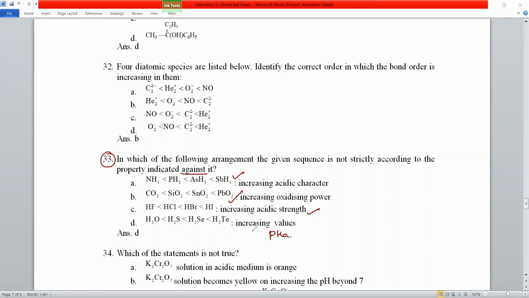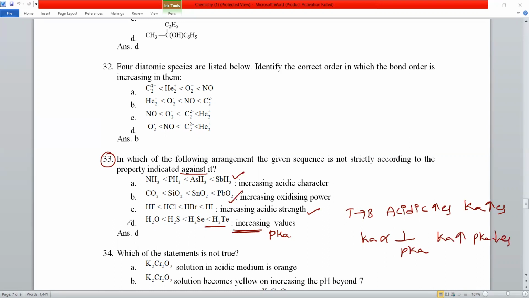He's telling top to bottom increasing pKa, but the Ka value increases from top to bottom. Why? Because the acidic nature increases from top to bottom. If acidic nature increases, that means Ka increases. Ka is inversely related to pKa, we know very well. So if Ka increases, pKa should decrease, right? But in the given statement it is increase. So it is the wrong statement. So option D is correct.